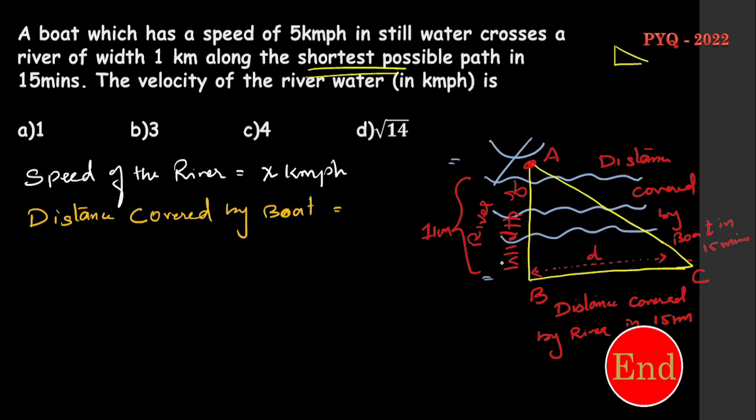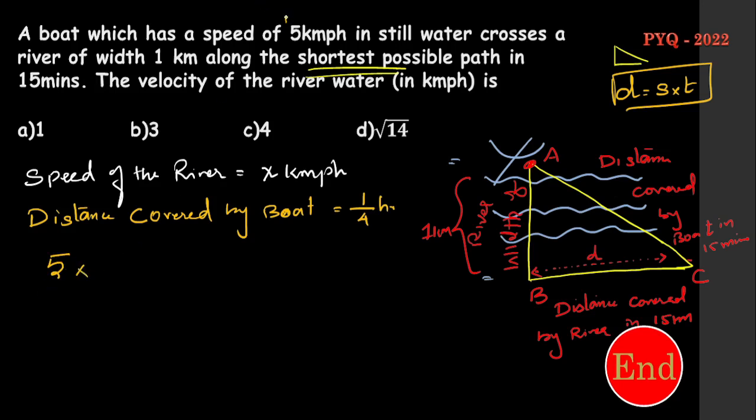That is equal to 15 minutes. 15 minutes I can write as 1 by 4 hour. Okay. Right. So what is the distance formula? Distance is equal to speed into time. Keep this in mind. This is the only formula we are going to use.